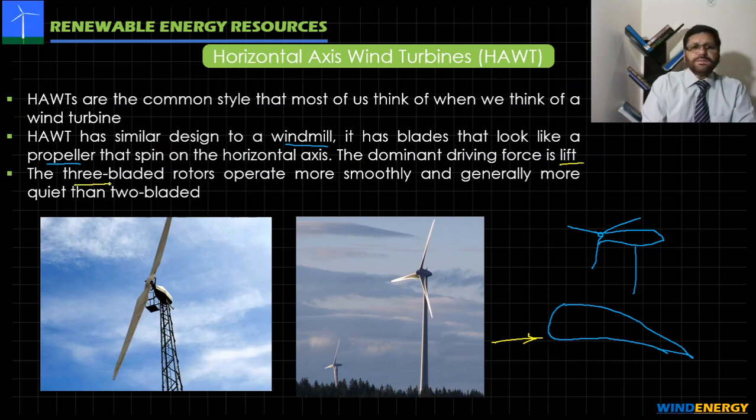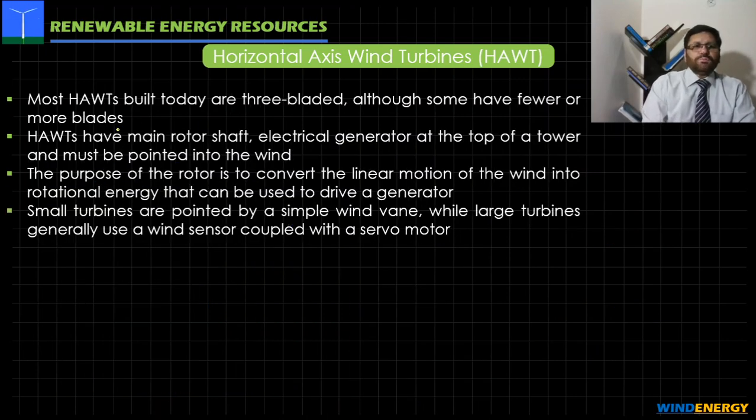The three blade turbines operate more smoothly and generally more quietly than the two bladed wind turbines. Further, most horizontal axis wind turbines built today are three blade wind turbines. Although some have fewer or more blades, the ideal is three blades. We will discuss later on why the three blade wind turbine is more efficient and economical.